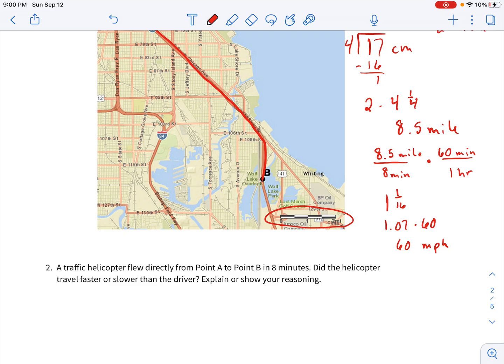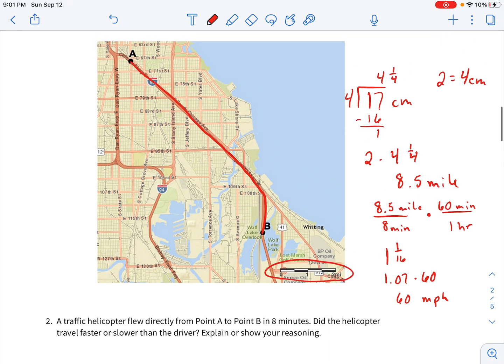Okay, so the second one says a traffic helicopter flew from point A to point B in 8 minutes. Did the helicopter travel faster or slower than the driver? Explain or show your reasoning. Now, a helicopter is not going to follow the road, right? The straightest or the quickest distance from A to B is a straight line. So the helicopter is going to take this path.